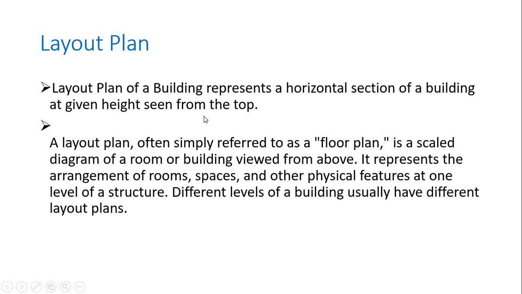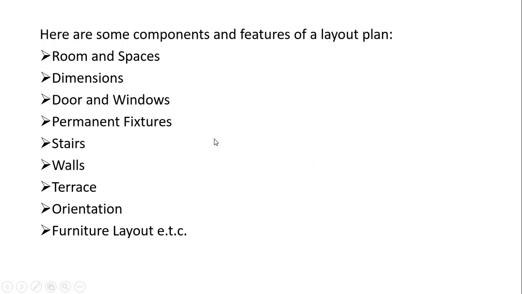And the next thing is the layout plan. It is a horizontal section of a building seen from a certain height. You can say in the CAD workspace, whenever we are working in 2D, we are working on a layout plan. Sometimes we also call it a floor plan, and it is scaled, and you can see different levels of buildings. And here are the components and features of a layout plan. There may be different components: rooms and spaces, dimensions, doors and windows, permanent fixtures, stairs, walls, terrace, orientation, and furniture layout.